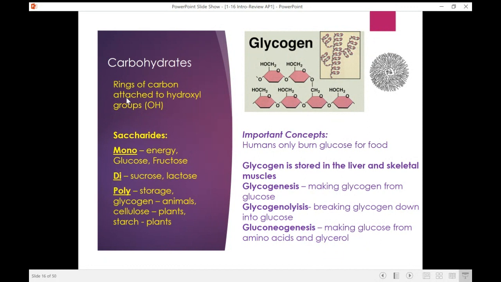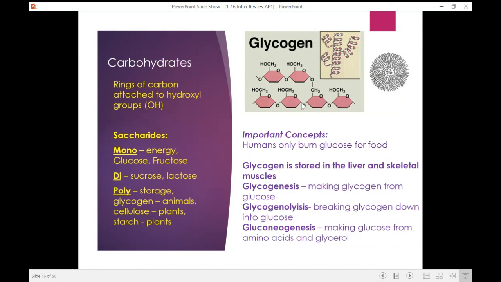There are saccharides, so we have monosaccharides. Monosaccharides are great for energy, so glucose and fructose. We also have disaccharides, which are sucrose and lactose. We have polysaccharides. This is how we store those saccharides. So we can have glycogen. Animals are going to store through glycogen, but plants are going to store through cellulose or starch. And if you look at the picture of glycogen there, glucose plus glucose plus glucose plus glucose plus glucose is going to equal glycogen.